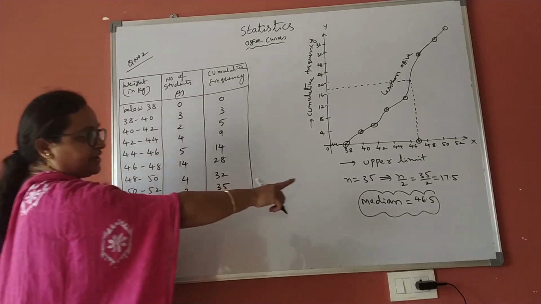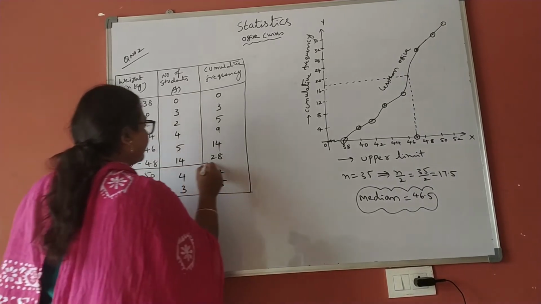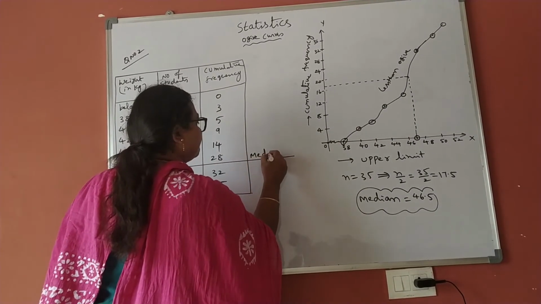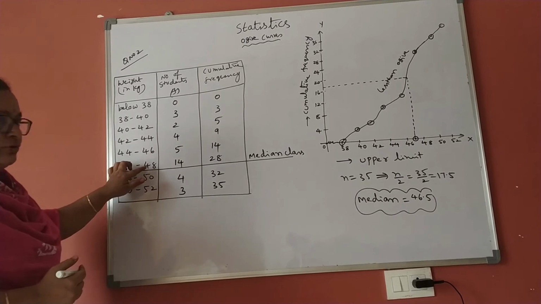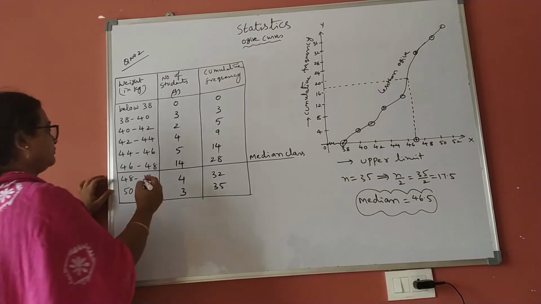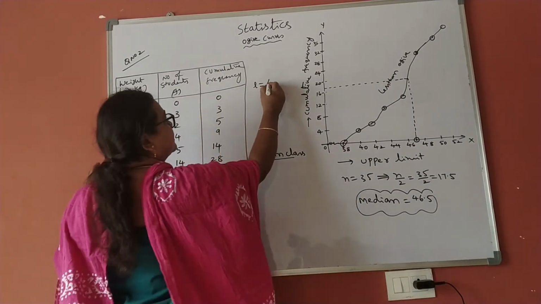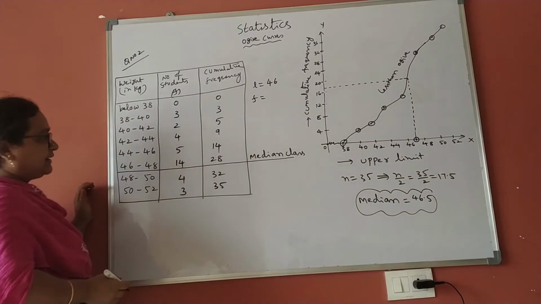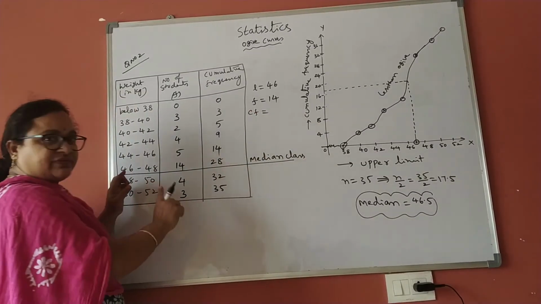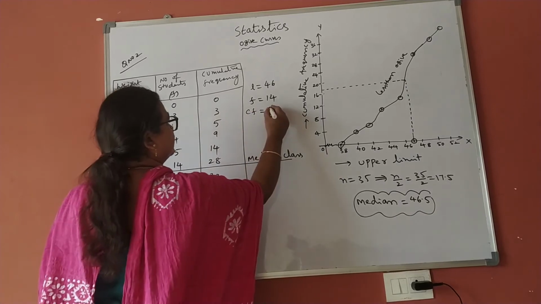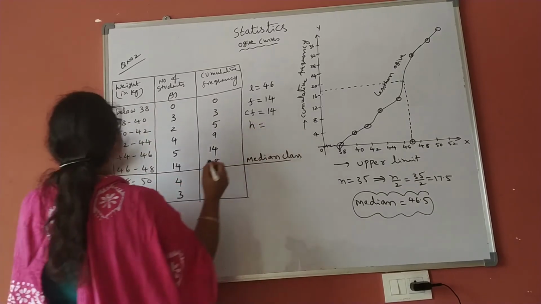Now, n by 2 is 17.5. So, what is the median class? Median class is 46 to 48. L, the lower limit of the median class, is 46. F, the frequency of the median class, is 14. CF, the cumulative frequency of the class preceding the median class, is 14. And h is the class size. Here the class size is 2.